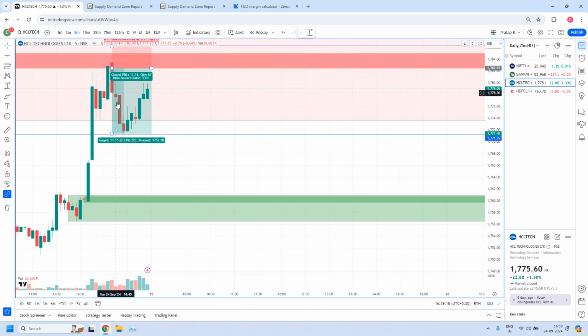And today it gave exactly 1:3 RR. See here, RR is 1:3.01. That means exactly at 1:3 you need to exit. You can't expect more than that because it is the closing hour of the market, and your fine-tuned 15-minute zone is very, very far away.